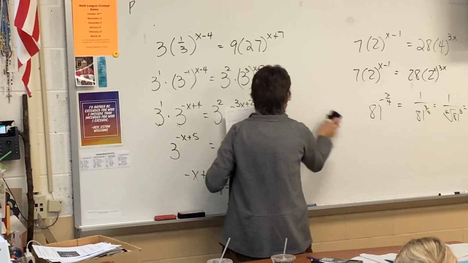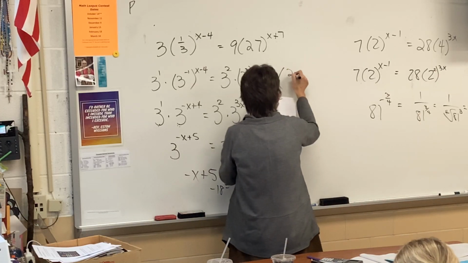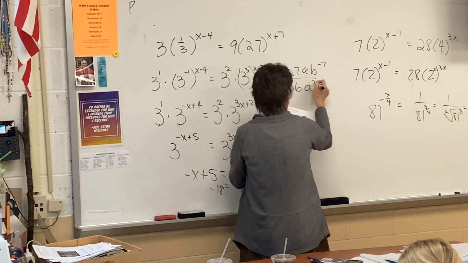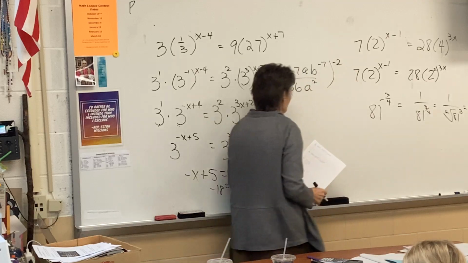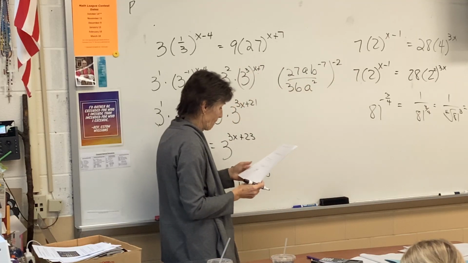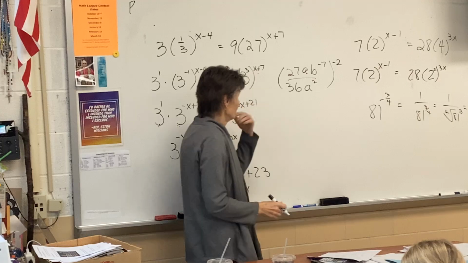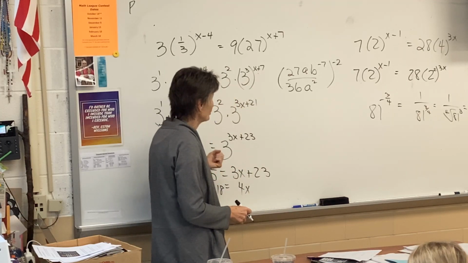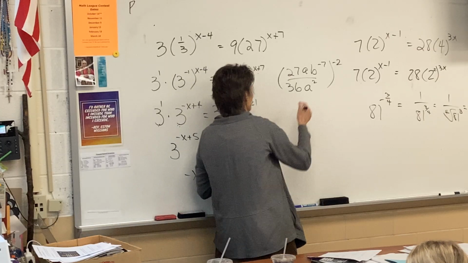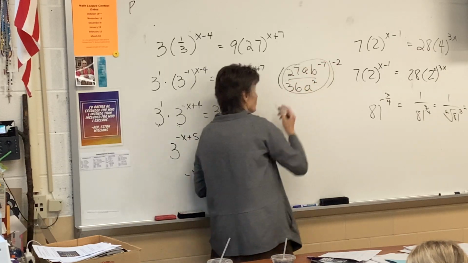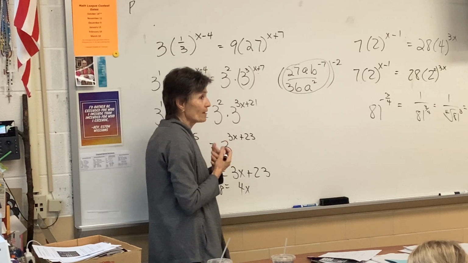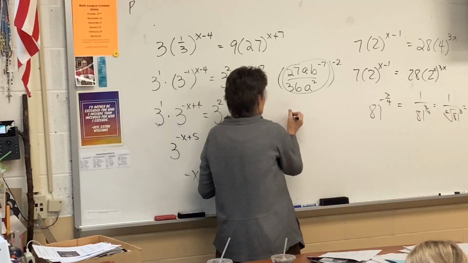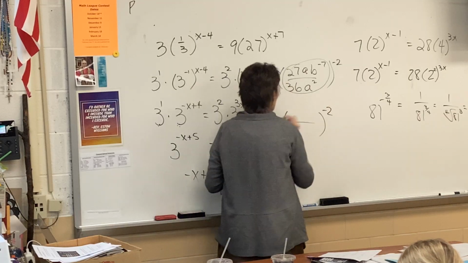All right, next one. 27ab to the negative 7, 36a squared, all to the negative 7. Sam and I were talking here that we had different strategies we could use. My personal, verify this first. You don't have to do that. You do whatever you want, I'm gonna do that, and we'll see if we get the same answer together.